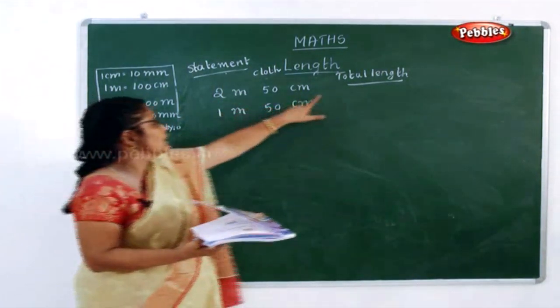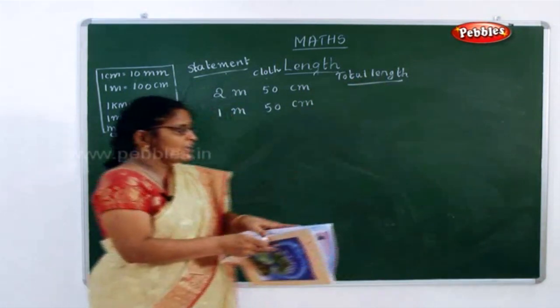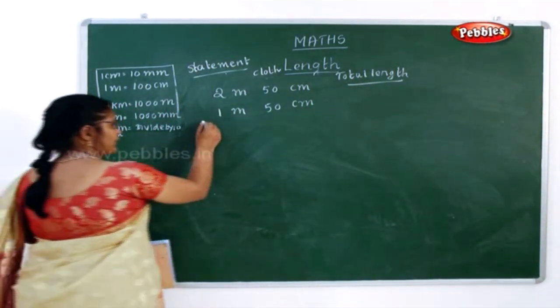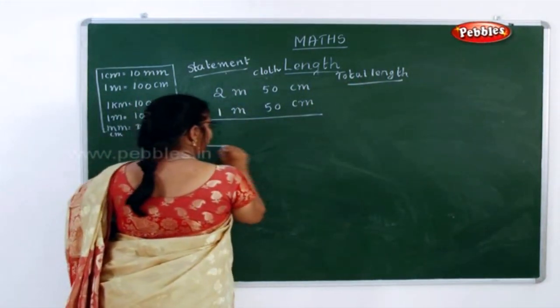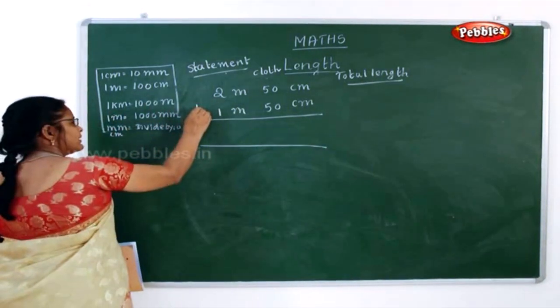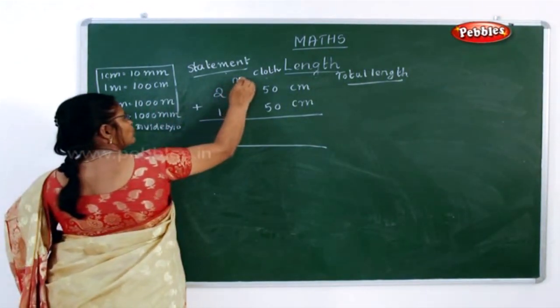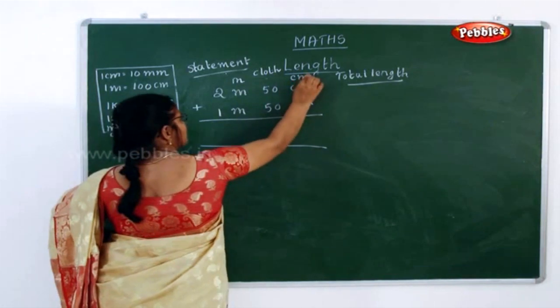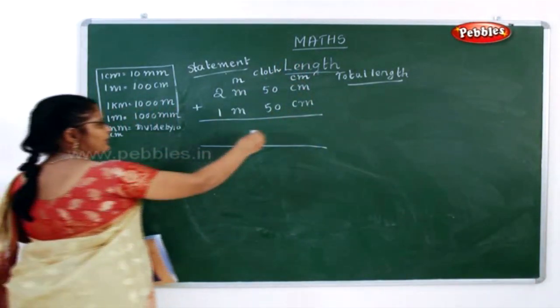Now what do you have to do? They have asked the question, total length. Now what will you do for total length? Very good. You have to add it. Now how will you add it? Immediately put it like this. Now here what you have to do? Meter, here centimeter. Very good.